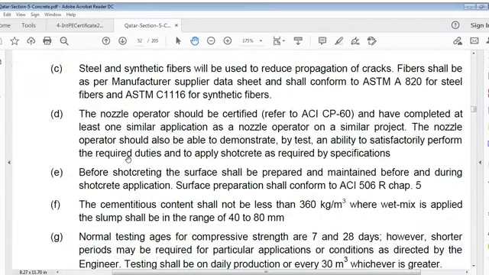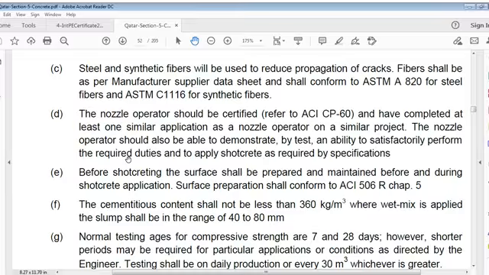Steel and synthetic fiber shall be used to reduce propagation of cracks. Fiber shall be per manufacturer supplier data sheet and conform to ASTM A820 for steel fibers and ASTM C1116 for synthetic fiber. Nozzle operator should be certified, refer to ACI CP-60, and have completed at least one similar application as a nozzle operator on a similar project.